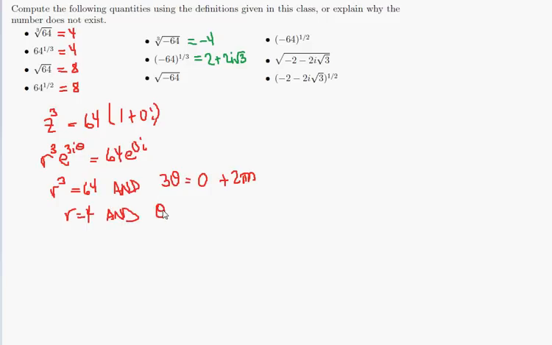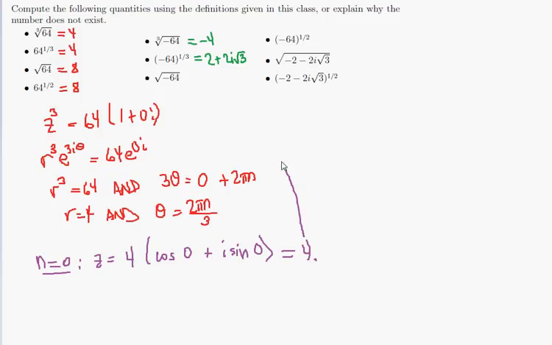And theta is equal to 0 plus 2 pi n over 3. So the smallest angle occurs when n is equal to 0. I'm not going to do the other two. N equals 0 means that z is equal to 4 times cosine of 0 plus i sine of 0, which works out to be 4. And so because that's 4, that's the number that goes right there, 4.